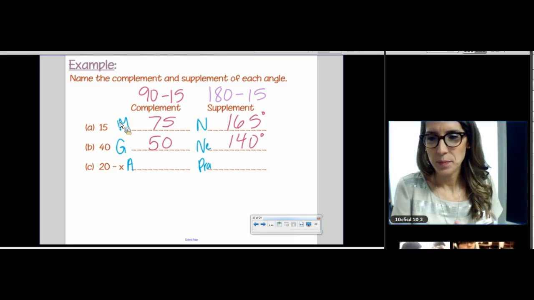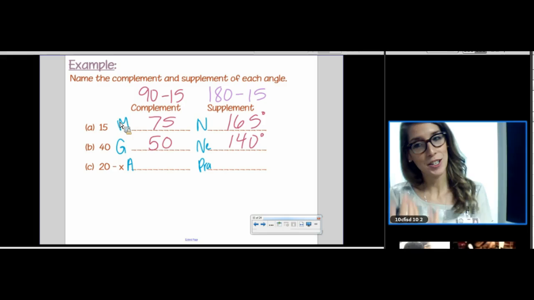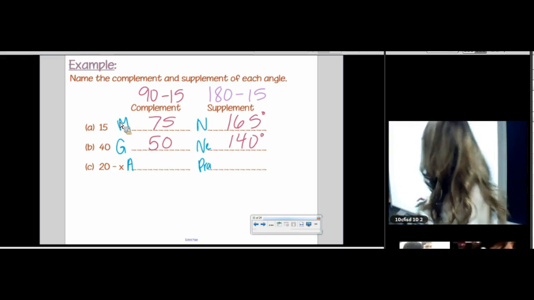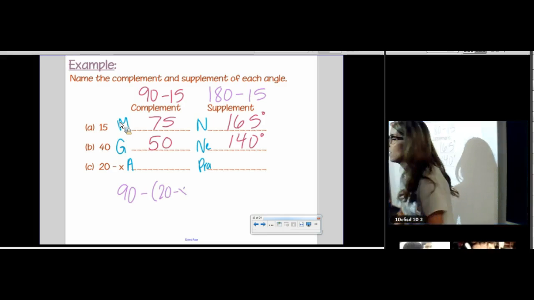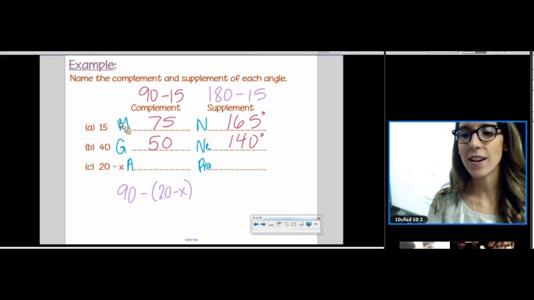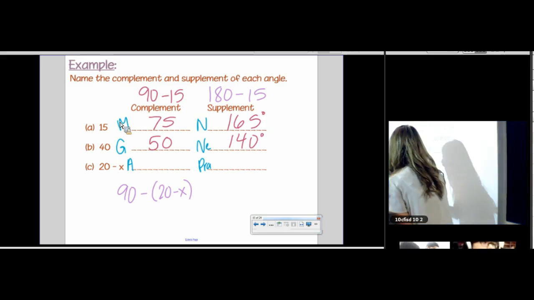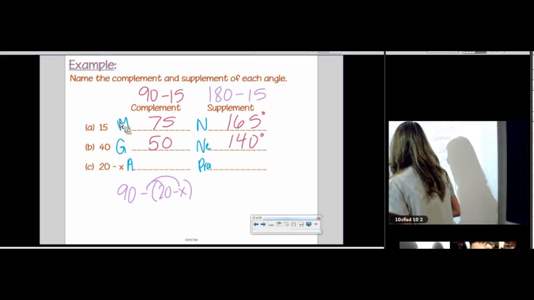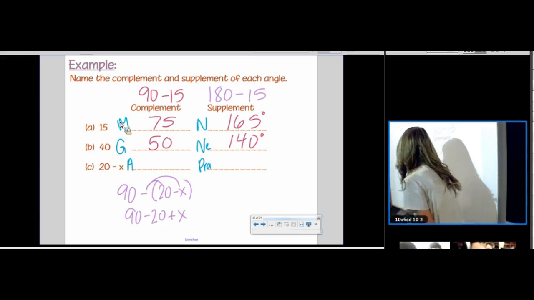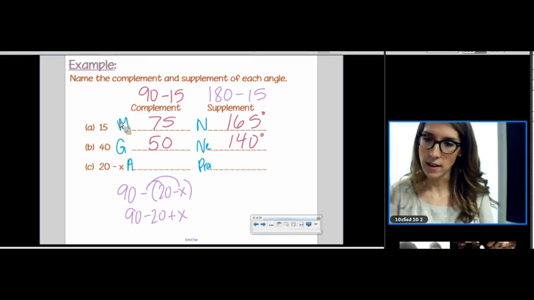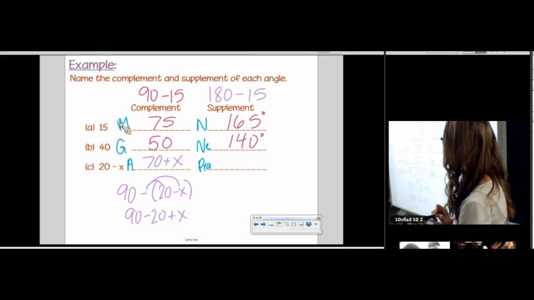But what if you don't find the answer, Ralph? What if I give you an expression, not the actual angle, but a whole expression? You would do the same thing. You would do 90 minus the angle that you're given. Good. So 90 minus 20, well, you really need to distribute the negative. So that's 90 minus 20 plus x, because a negative times a negative is a positive. So 90 minus 20 is 70, and then plus x.